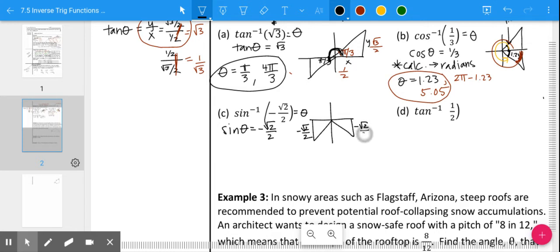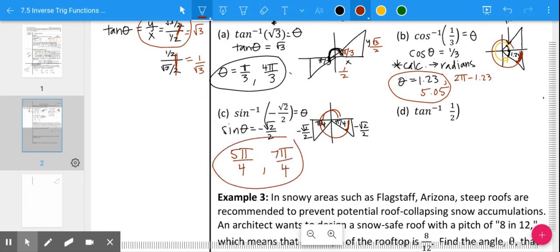If you're still struggling with that, it takes a little while to get used to, but keep practicing it. I know that root 2 halves is always a 45-degree angle, so these reference angles are pi over 4. Then I'm going to find my two answers: pi plus pi over 4, which is 5 pi over 4, and 2 pi minus pi over 4, which gives us 7 pi over 4. Those should be your two solutions on part C.